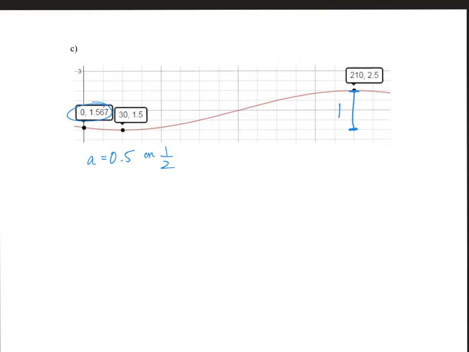Okay, now I take a look at my period. Well, my minimum occurs here at 30, and my maximum occurs at 210. So the distance from my minimum to my maximum is 180 degrees, and I know that that is always half the period. So if I were to double that to get back to its minimum, I know that my period then is going to be 360 degrees. So I know that I have a k value of 1.